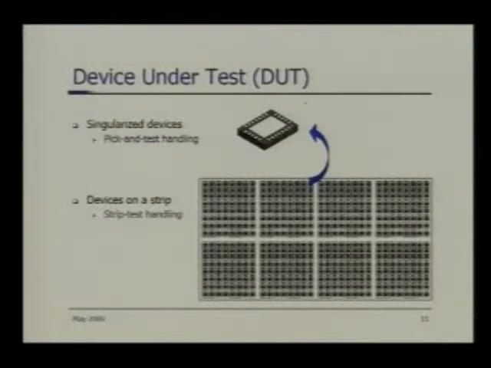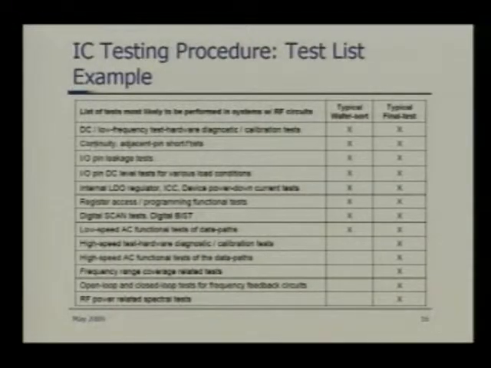And another thing is that during the wire bonding process, there may be a crisscross of the wire bonding, so the two adjacent pins may appear as a short circuit. So in this line, when you show continuity and adjacent pin short test, we are making sure that there is no crisscross or short circuit between two adjacent pins. Then there is the IO leakage check.